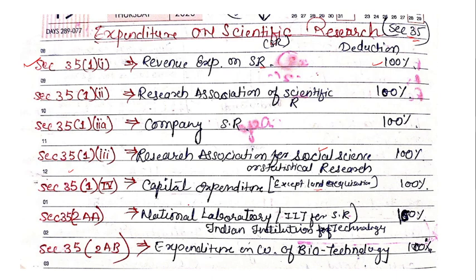Then in case of a national laboratory, like IIT, Indian Institute of Technology, for scientific research, you will also get 100% deduction under section 35(2AA). Then section 35(2AB) is for expenditure by a company on biotechnology. If you see the word biotechnology, you will get a deduction under section 35(2AB). This is also important, you must learn this and keep it in your mind.